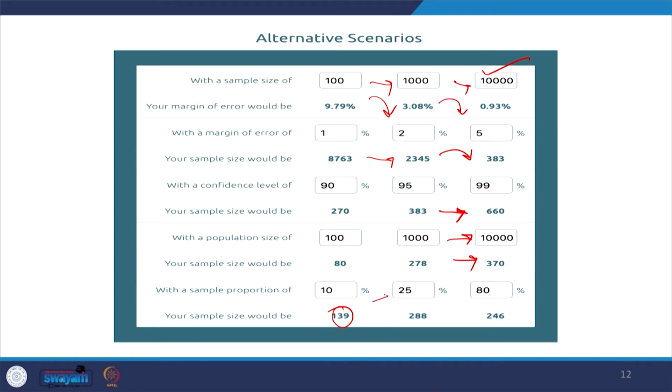When your proportion is 25%, you are supposed to take more. When your sample proportion becomes much higher, the probability of success, p, is higher, and q, the probability of failure, is lesser, much lower than p. In that case you need not take more sample. Some of the samples, or a pure sample, can also give you better results.